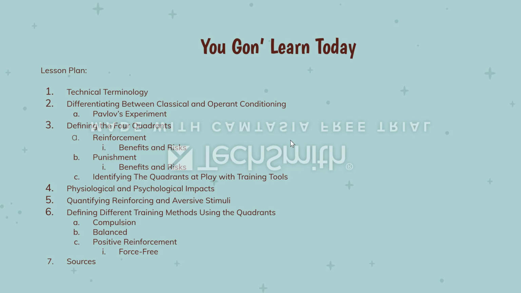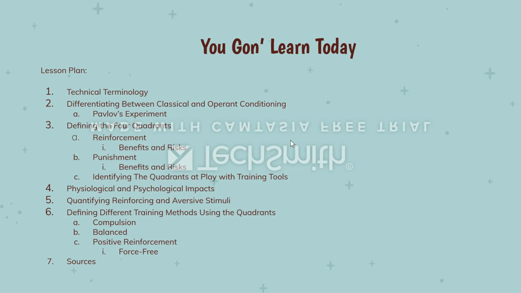We're also going to define our 4 quadrants and our reinforcement, punishment, what the benefits and the risks are to each of these, as well as we're going to identify the quadrants that are at play with training tools. I know training tools is kind of a hot topic in the server, so I wanted to make sure that we touched on this today, especially because sometimes it can get a little bit confusing as to what quadrant is at play when we are using different tools.